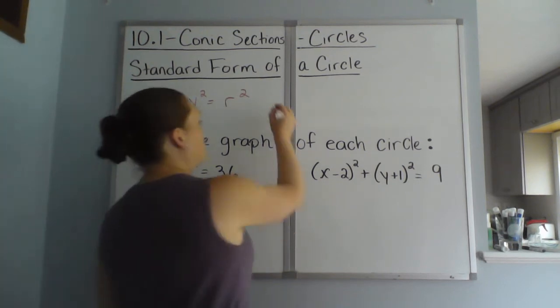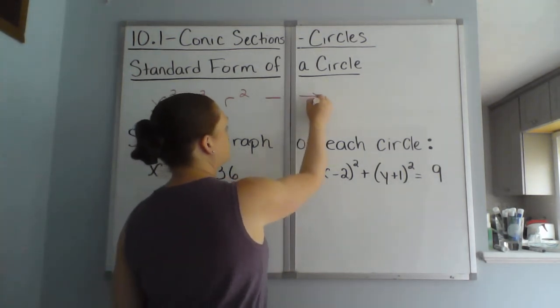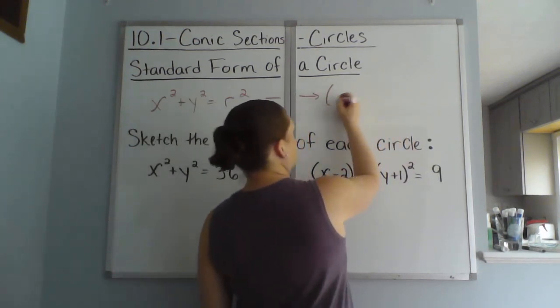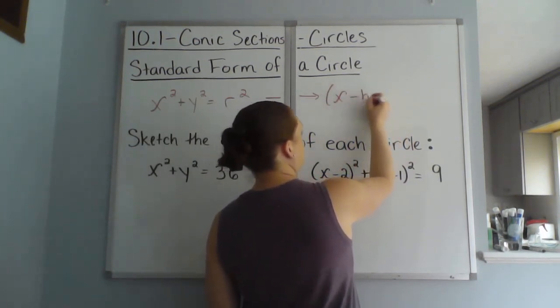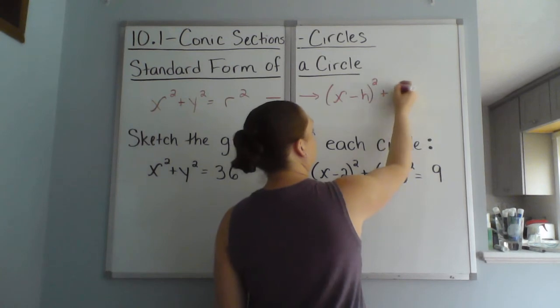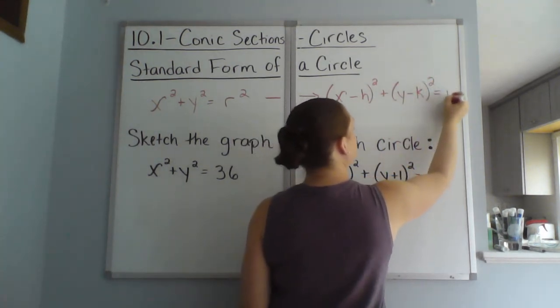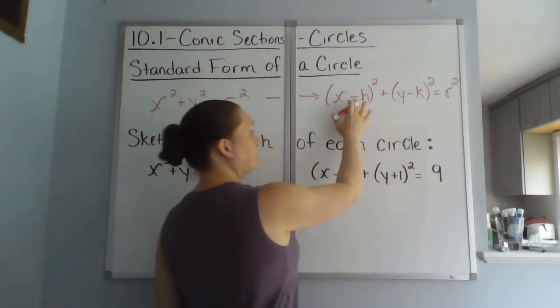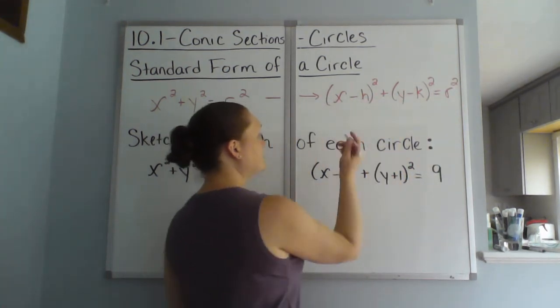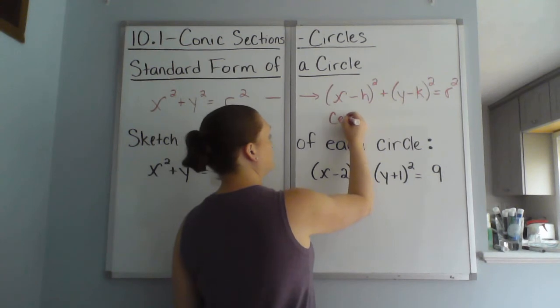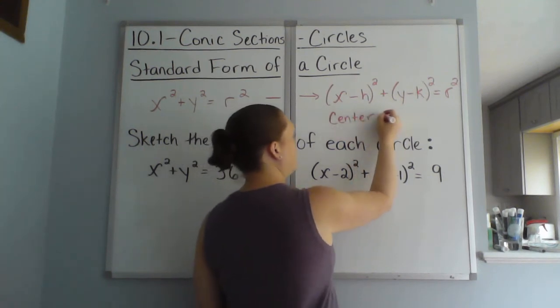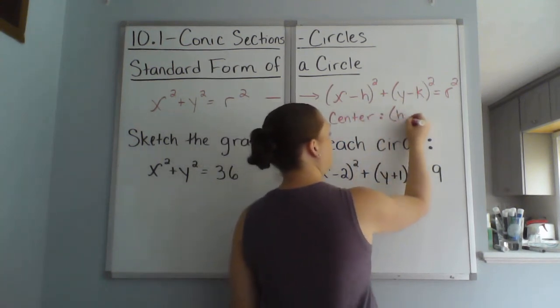So that means we're going to take this and switch it. We're going to have x minus an h value squared plus y minus a k value squared equals the radius squared. And if we have those shifts inside, like we did with any other function, that means our center will be at the point h comma k.